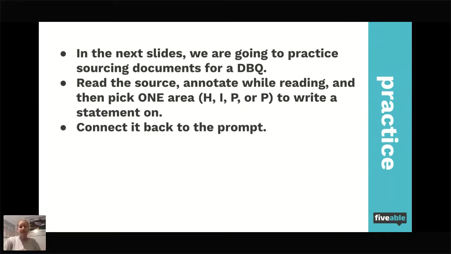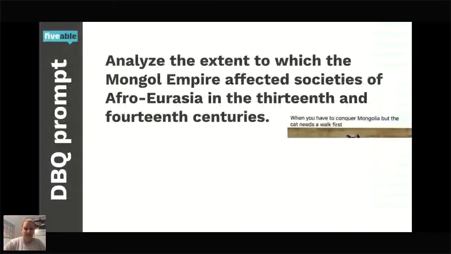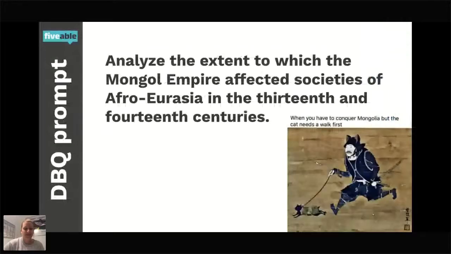All right, so this is our prompt. And yes, it's about the Mongols, because there's nothing better to discuss with the global Middle Ages than the influence of the Mongols. So this is our DBQ prompt: analyze the extent to which the Mongol Empire affected societies of Afro-Eurasia in the 13th and 14th centuries. So let's break down this prompt. We always want to break down a prompt before we get started.